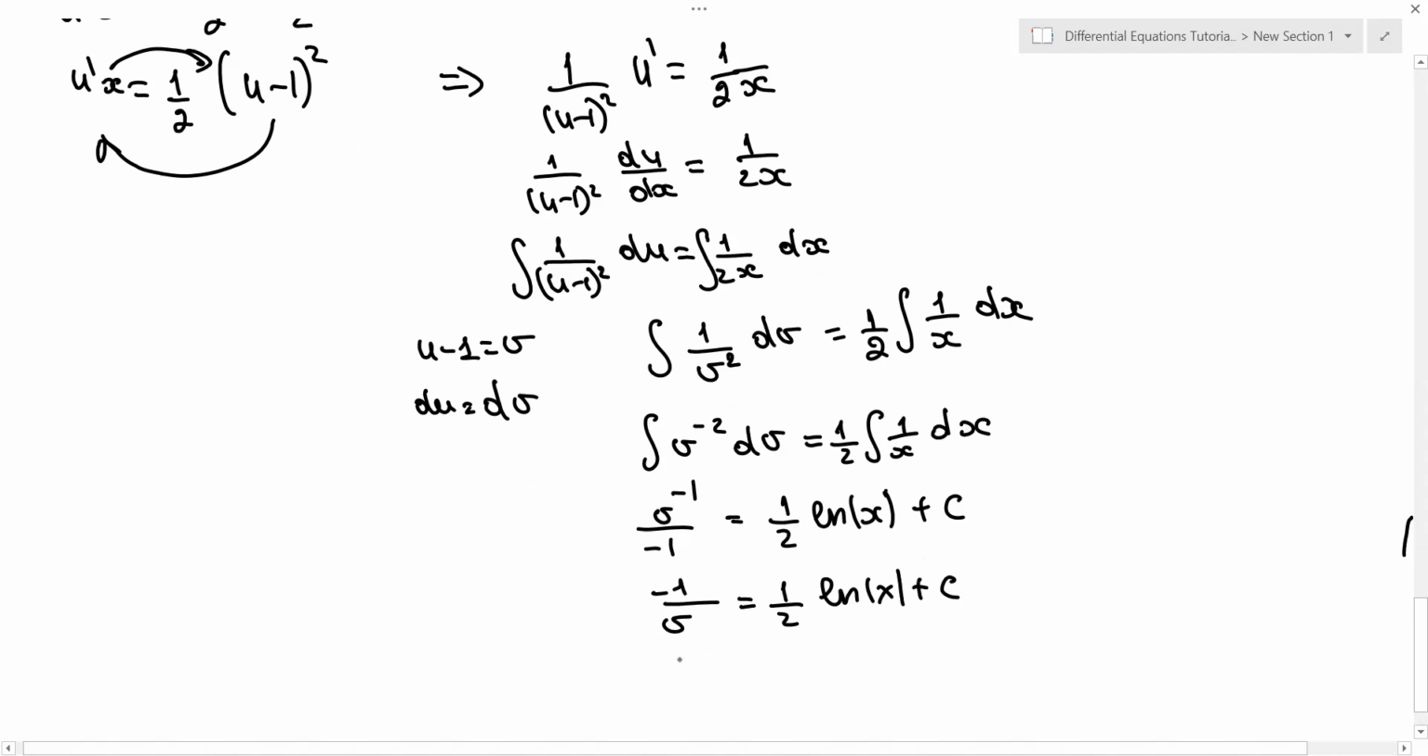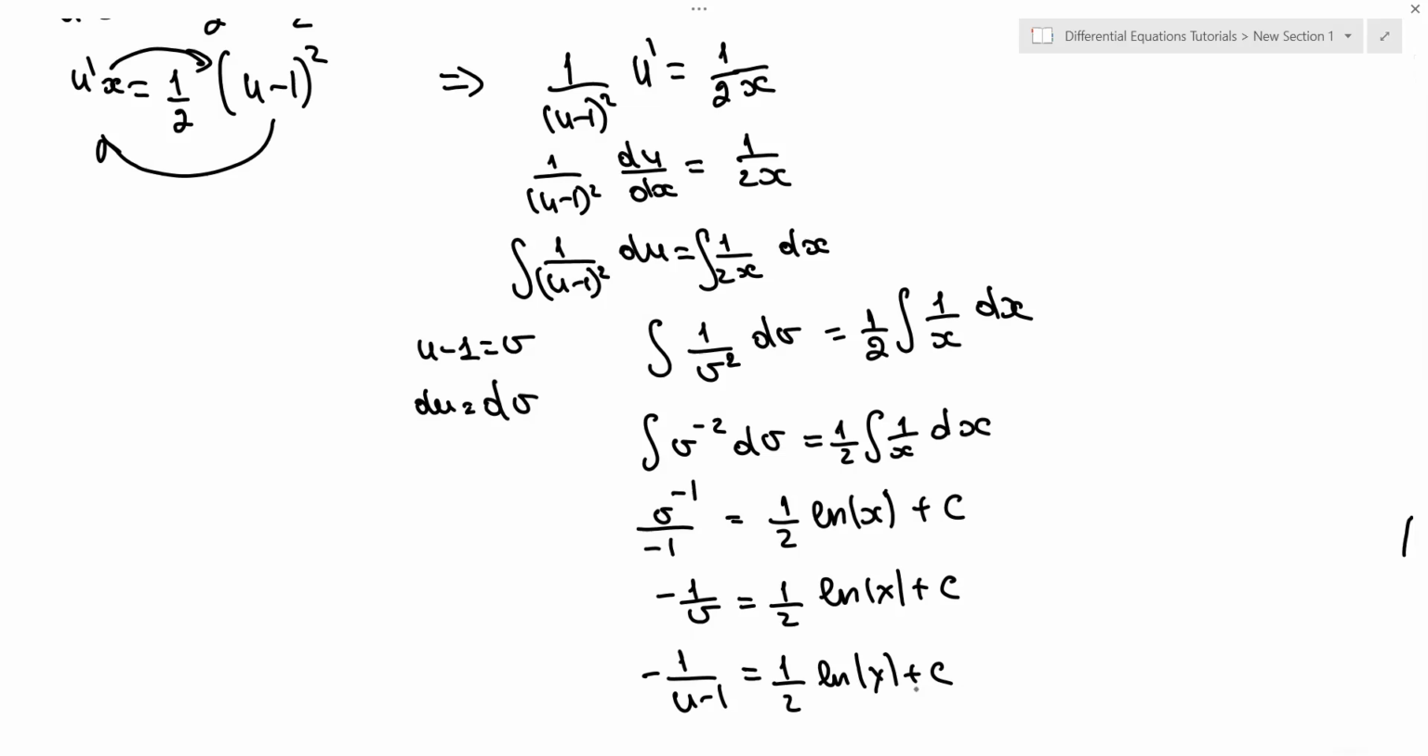And from this, of course, we substitute v with u minus 1. So we will have minus 1 over u minus 1. Oops, so it is minus 1 over v. So we have this, and it is 1 over 2 ln x plus c. So we are getting somewhere.